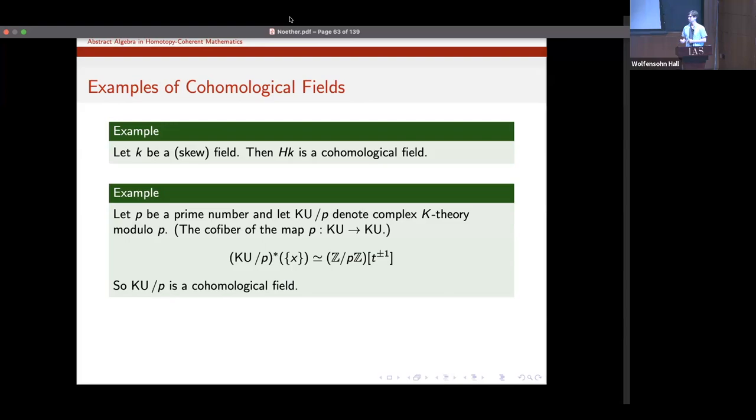It requires an argument. For example, it has uncountably many associative ring structures. So there's some subtlety there.